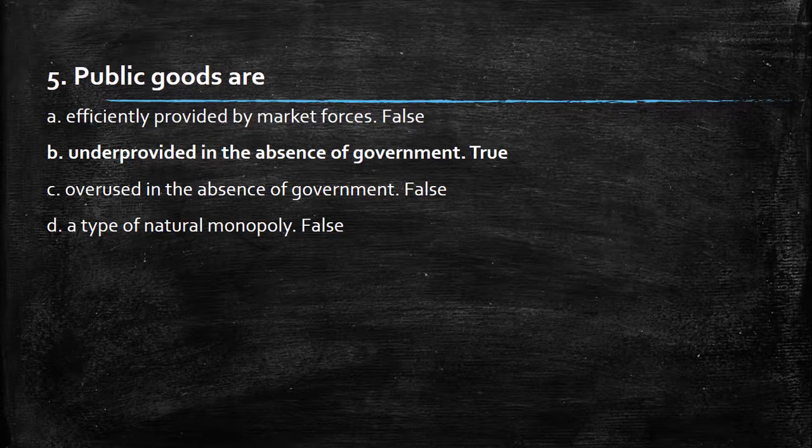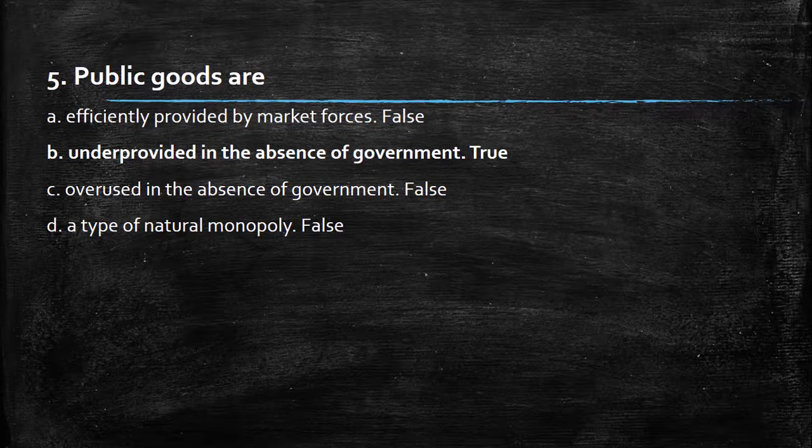So let's see C before seeing the correct answer. Overused in the absence of government. Usually this is a characteristic of common resources. Think about the tragedy of the commons, think about the grass and the sheep. It's not regulated in any way, so people overuse until all the benefits disappear, because remember, there is a divergence between social desire and individual desire. So definitely not the same.